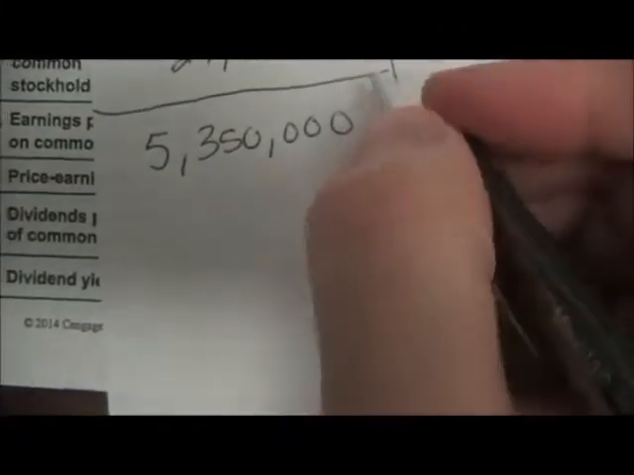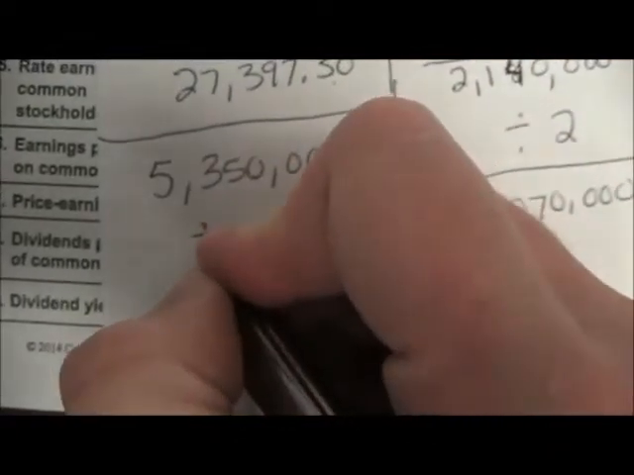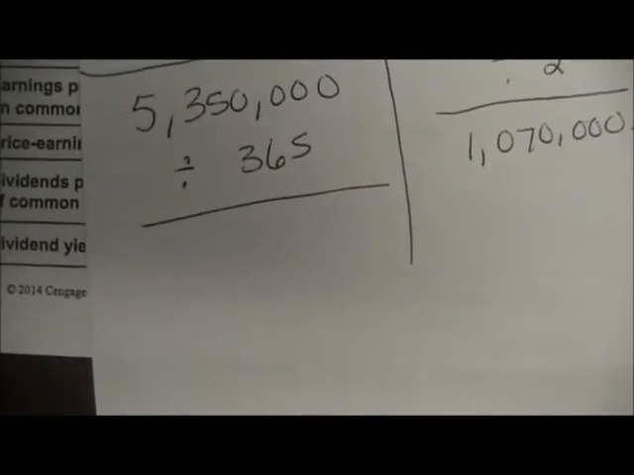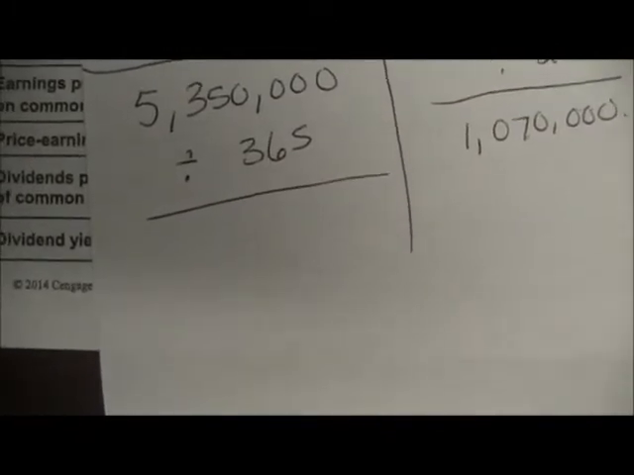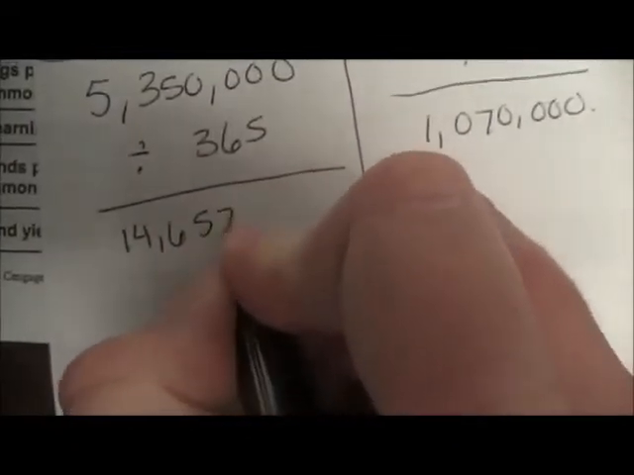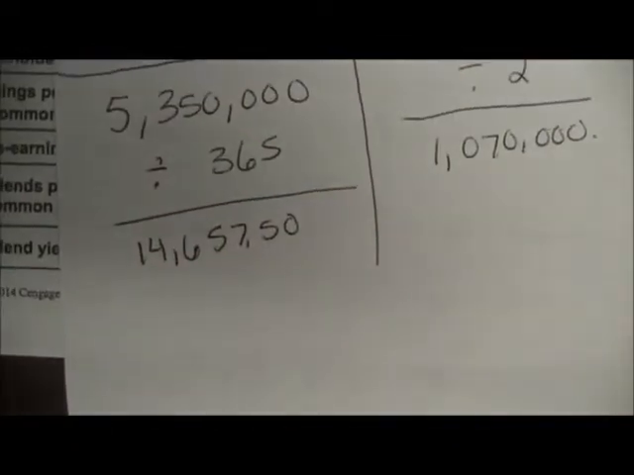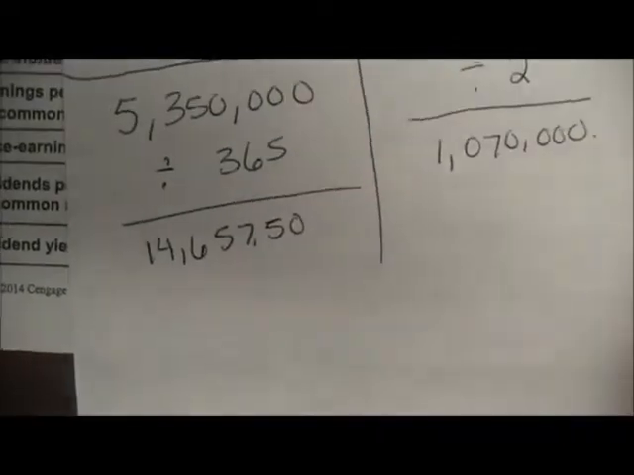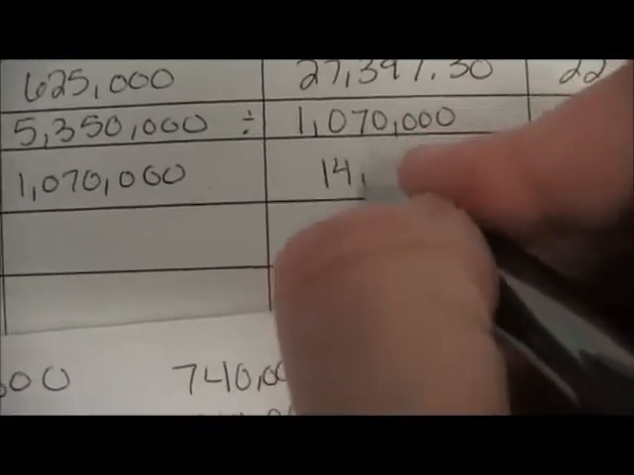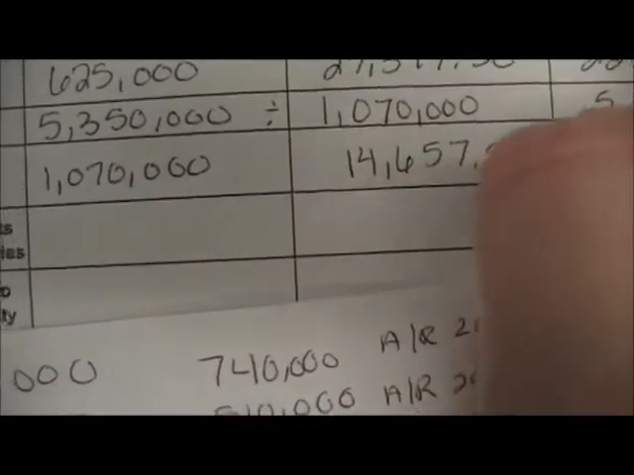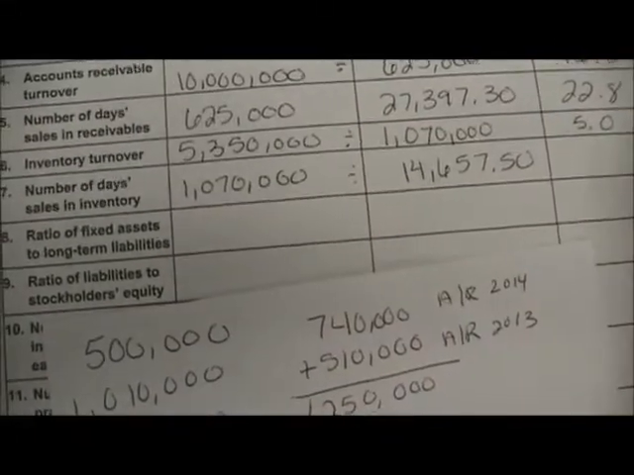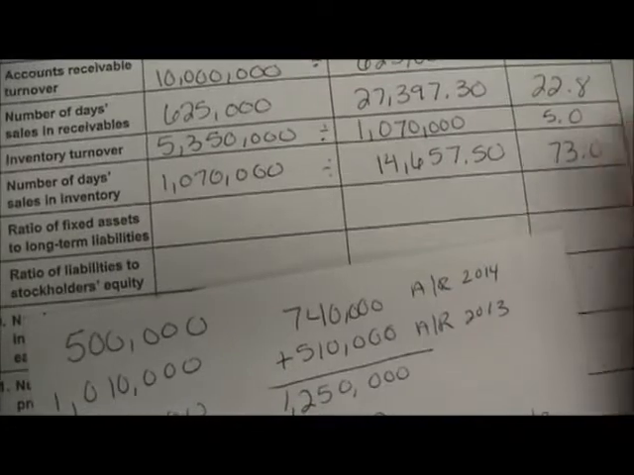So I'm going to take that number, again back on my scrap paper here, $5,350,000, and I'm going to divide it by 365 days. And I get $14,657.50. So this becomes my denominator. Again, dividing these numbers out, and we come up with 73.0.